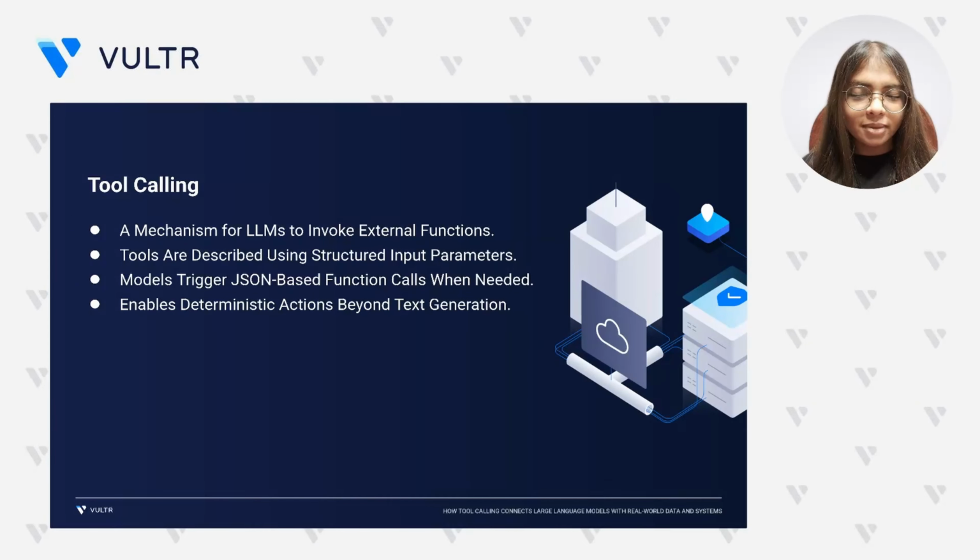When the model determines that a tool is needed, it emits a JSON-based function call containing the tool name and arguments. Your application executes that function externally and returns the result back to the model. The model then incorporates that result into a grounded and contextually accurate final response. This enables deterministic, verifiable actions that cannot be performed through text generation alone.